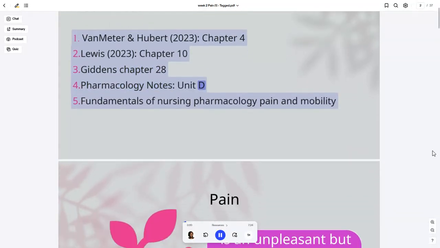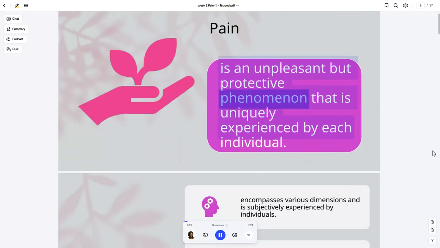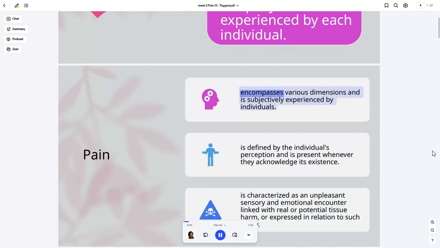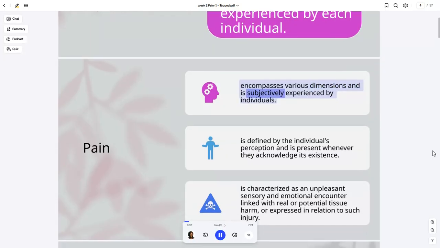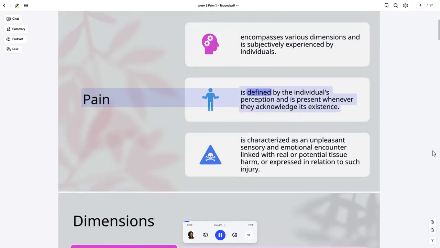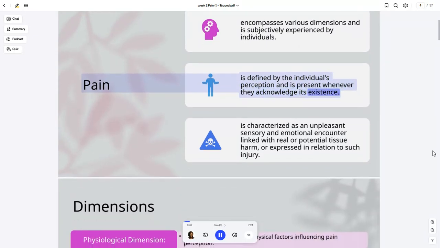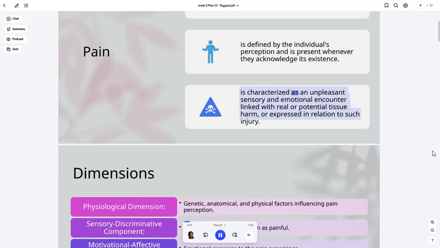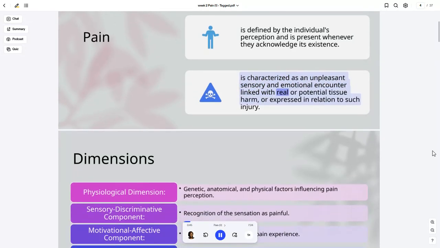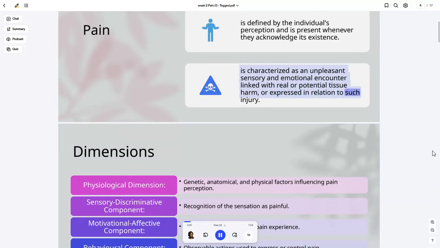Unit D5. Fundamentals of Nursing Pharmacology. Pain is a protective phenomenon that is uniquely experienced by each individual, encompasses various dimensions, and is subjectively experienced. Pain is defined by the individual's perception and is present whenever they acknowledge its existence. It is characterized as an unpleasant sensory and emotional encounter linked with real or potential tissue harm, or expressed in relation to such injury.